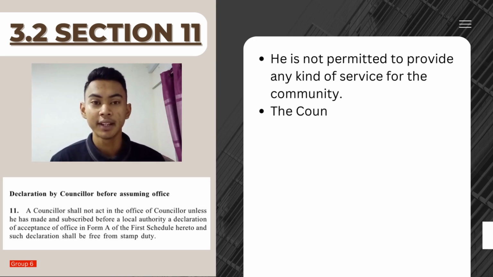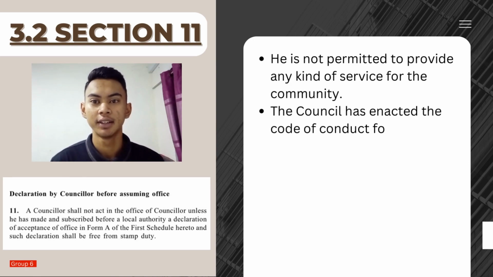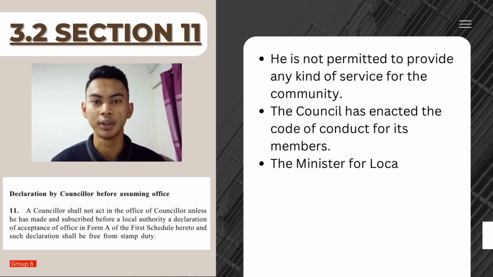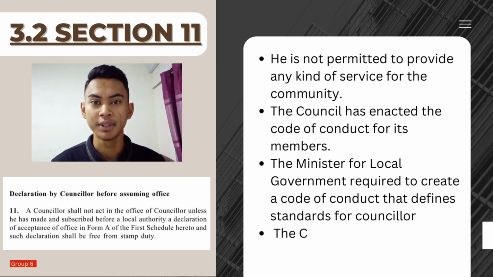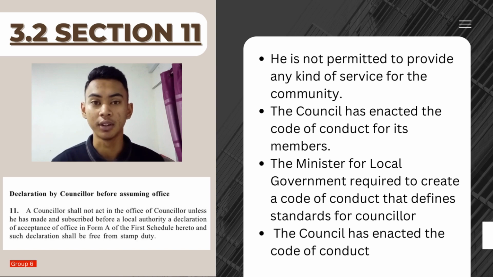According to the Local Government Act 171, Section 11 states that a councillor shall not act in the office of councillor unless he has met and subscribed before a local authority a declaration of acceptance of office in Form A of the first schedule hereto, and such declaration shall be free from stamp duty. This means that unless a councillor signs a declaration form of acceptance from the local authority he attends, he is not permitted to provide any kind of services for the community.